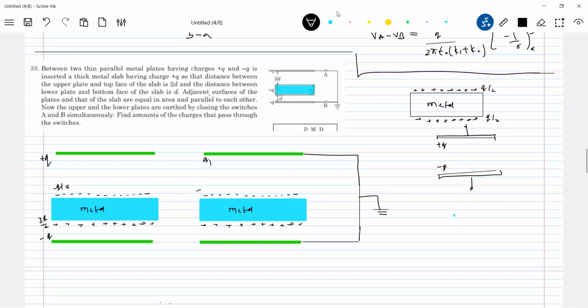Q1, minus Q1. This will be Q2, minus Q2. You can ask questions. Why did you put Q1, minus Q1? Why not Q1, Q2, Q3, Q4? I think at least by this time you must be aware of how to distribute charges. To make the net field inside the conductor 0, we can make this assumption. And this was switch A and this is B. Okay, let's get into the problem.